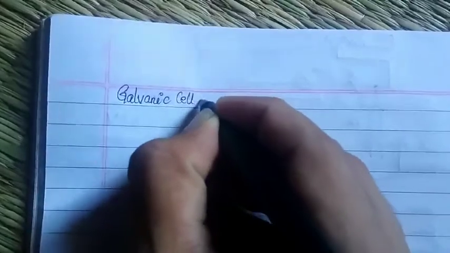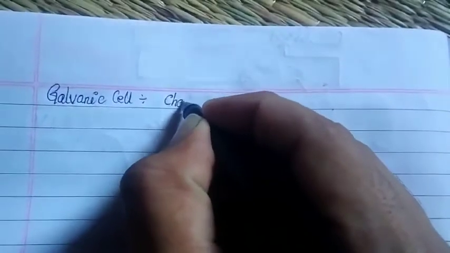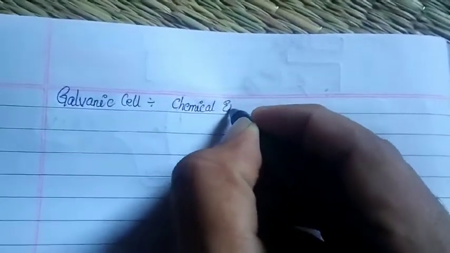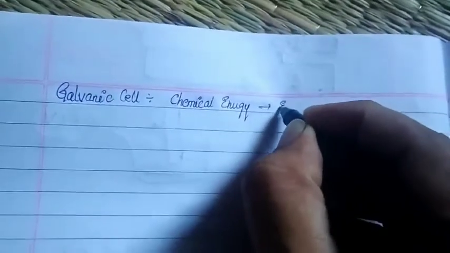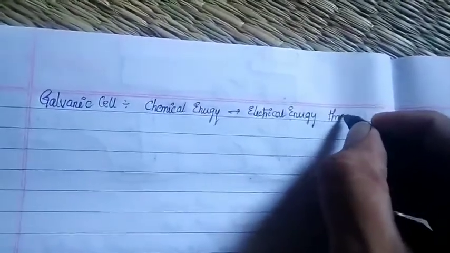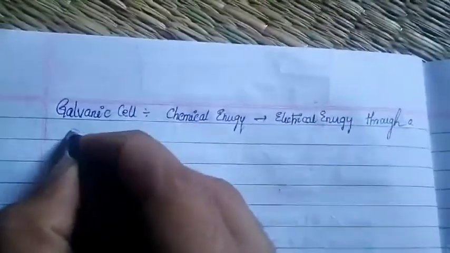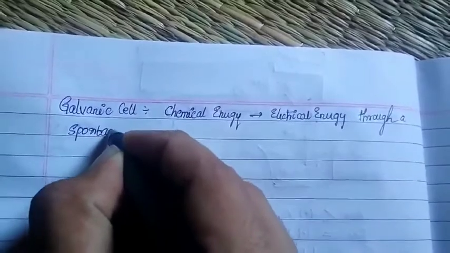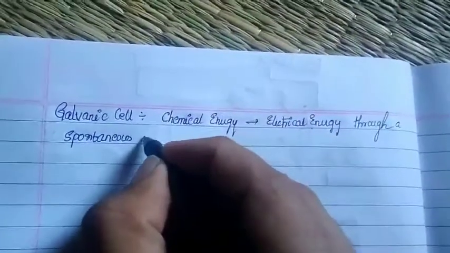So to begin with today's video, we are going to study the topic galvanic cells. We know that it is a cell which converts your chemical energy into electrical energy. Simply put, a galvanic cell is a cell which converts your chemical energy into electrical energy through a spontaneous reaction. And the best example for this galvanic cell is our Daniel cell.